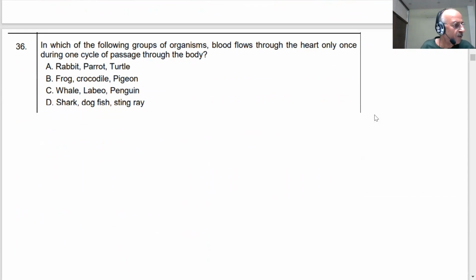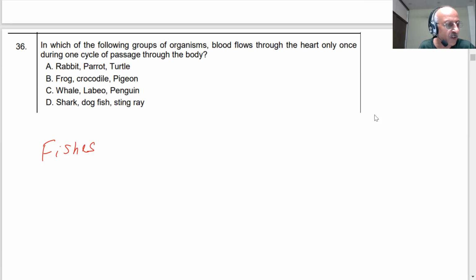Next question is coming, student. In which of the following organisms, student, does blood flow through the heart only once during one cycle of passage through the body? Now you have read the chapter in the NCERT. You know that fishes have only two chambers in their heart, and the blood is pumped to the gills, is oxygenated there and passes directly to the rest of the body.